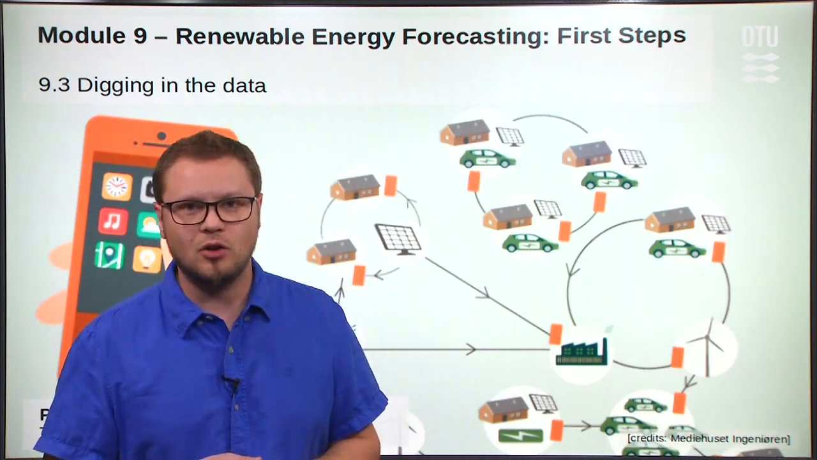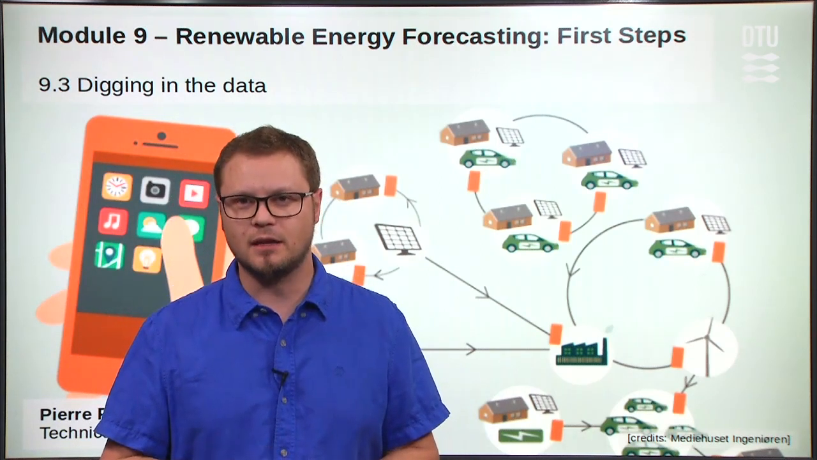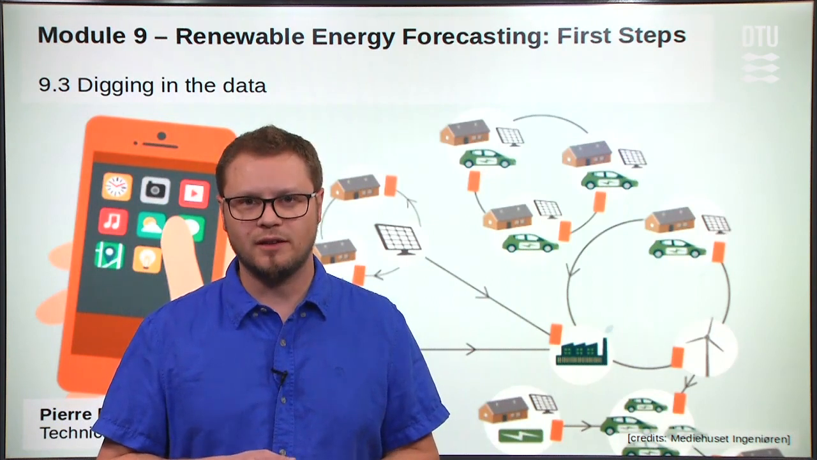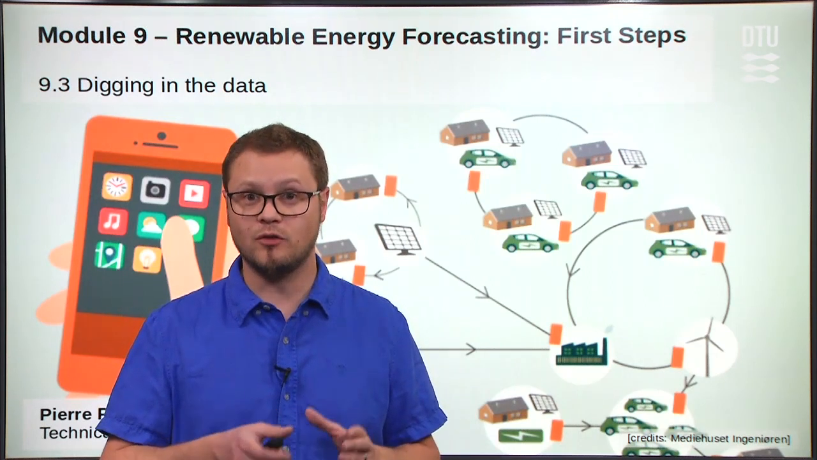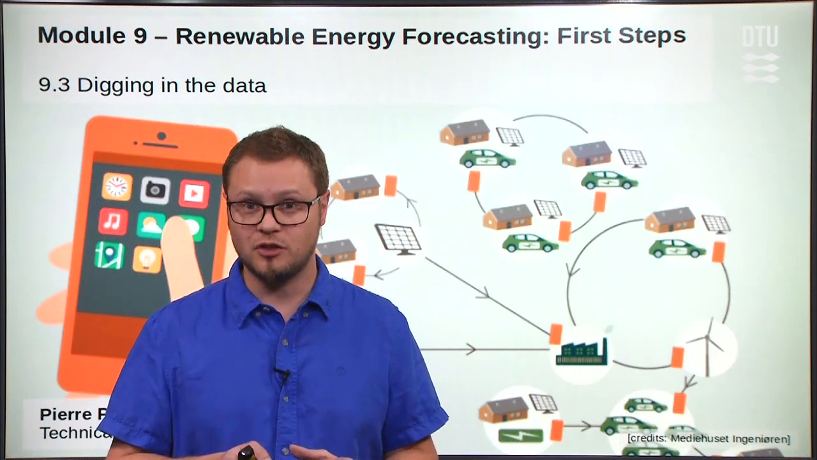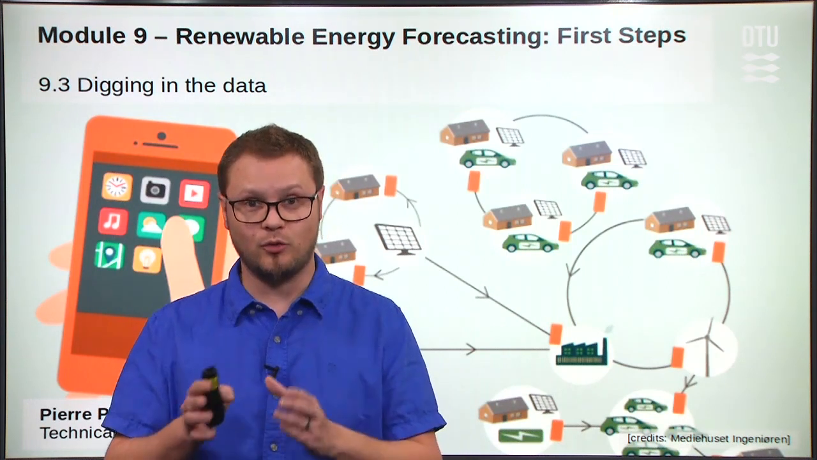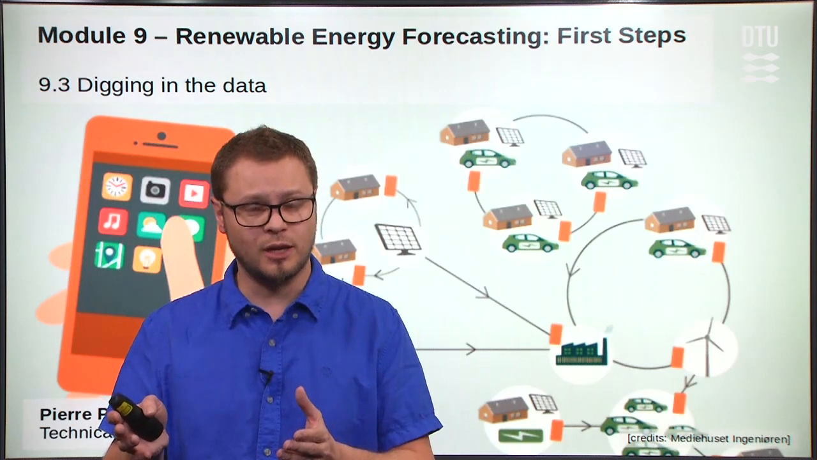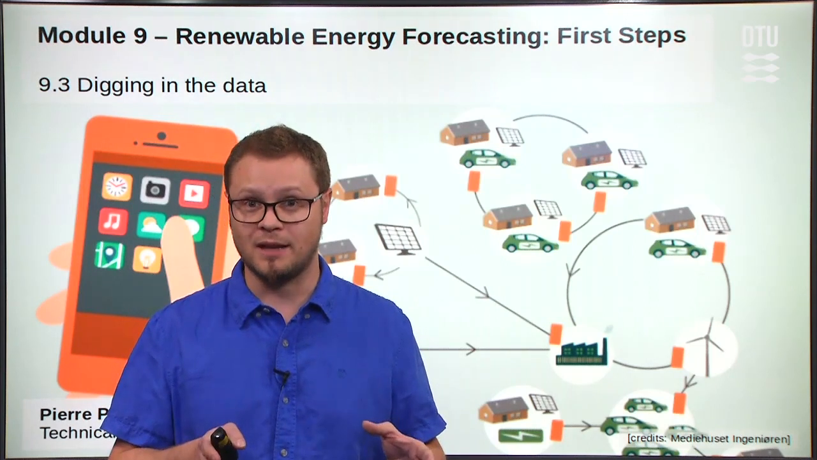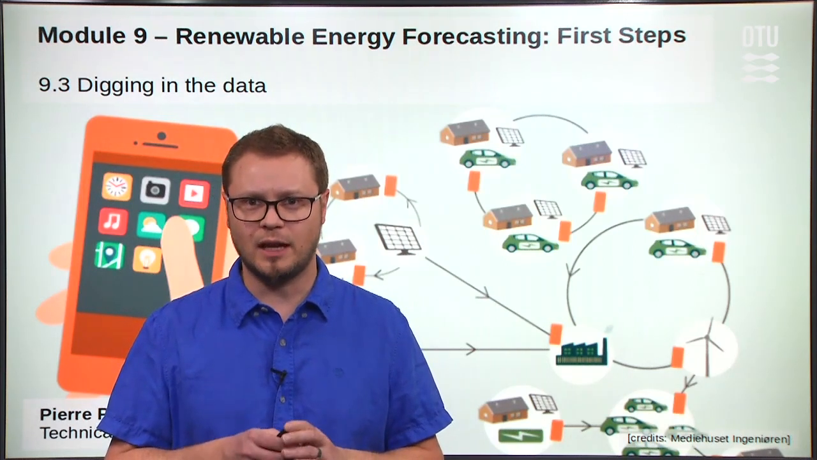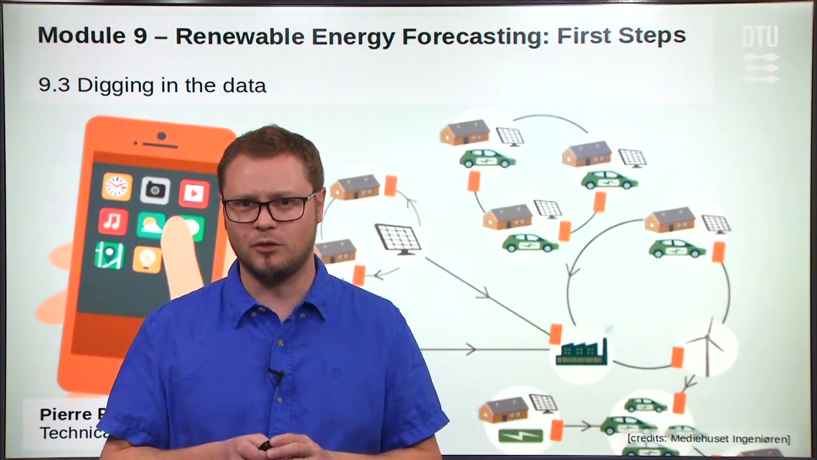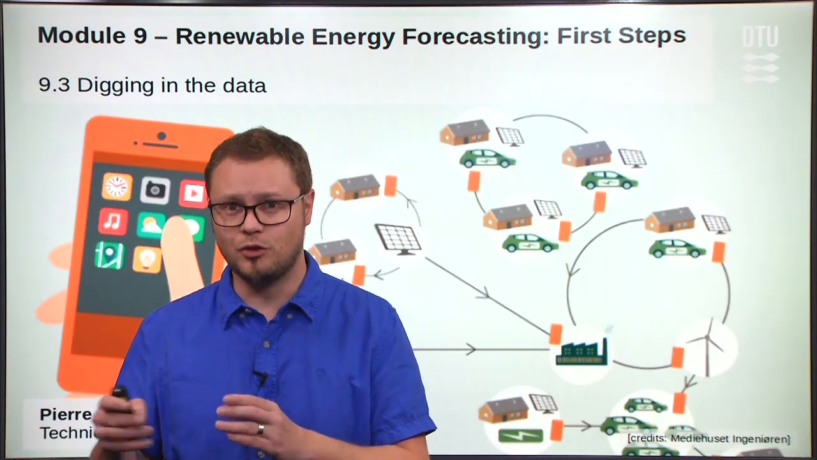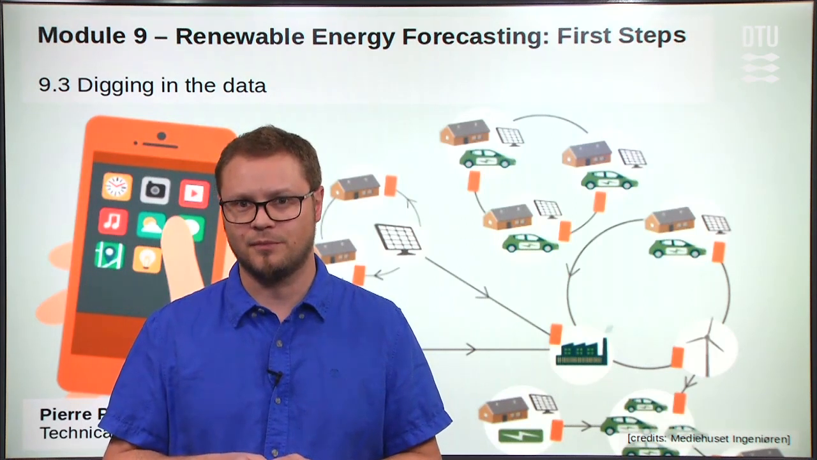Hi! Let's now close Module 9, Renewable Energy Forecasting First Steps, with this third block, Digging in the Data. In the previous block, we've been through linear regression, and we saw how this may be used to model a relationship between explanatory variable and a response variable of interest, say power generation, over a time window in the past. Then this relationship can be used for predicting the value of the response variable in the future with input future values of the explanatory variable.